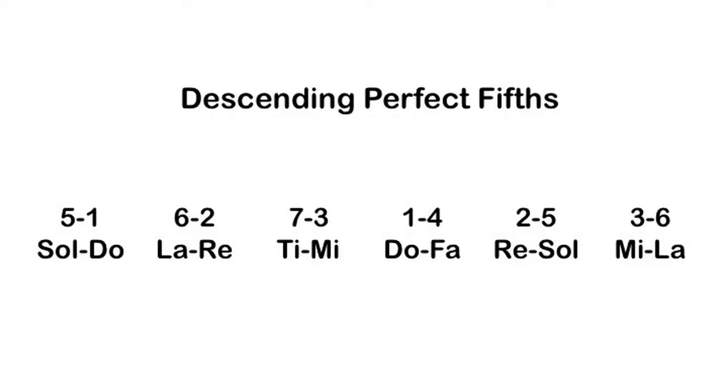Let's move on to perfect fifths. Again, the process is exactly the same. Here are all the combinations that create perfect fifths in the major scale. Keep in mind, I'm going to be singing the combination of scale degrees in the reverse of what I sang in order to sing an ascending perfect fifth, because I want to sing a descending perfect fifth.